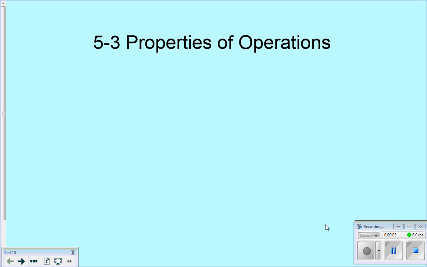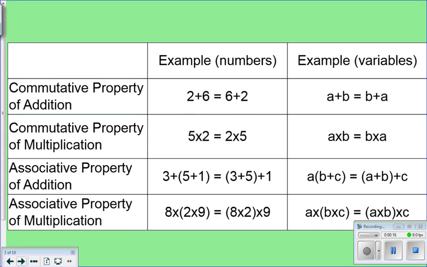Okay, so today's five brief properties of operations. I think you've probably seen these before, and you've probably heard of them before, but we're just going to talk about them again just to refresh your memory a little bit, okay? So I have a few definitions here for you, okay?